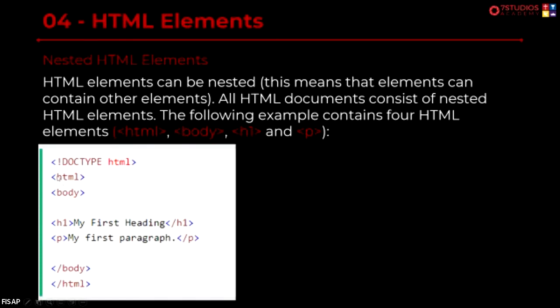So we have this HTML element here, and we see where it's ending. Inside the HTML element, we also still have the body element, okay? And we see where the body element is ending. Inside the body element, we have the H1 element and the paragraph element. That is what we call nesting. So an element appearing inside another element, or an element containing another element. That's what we call nesting.